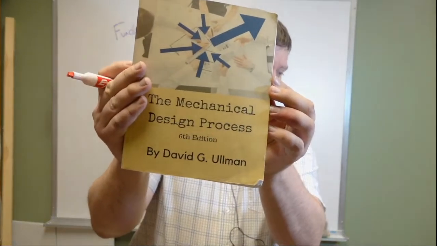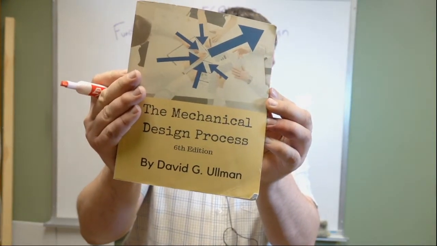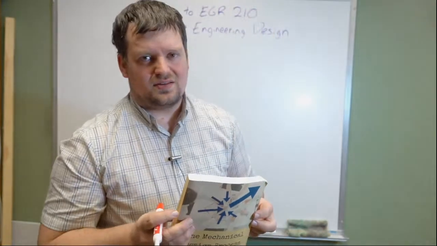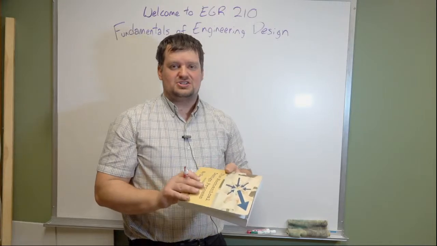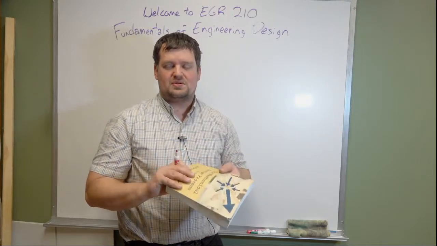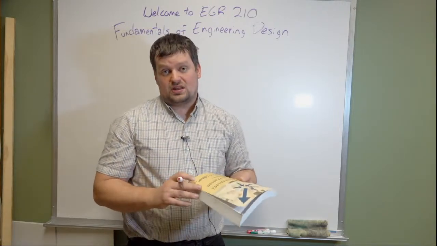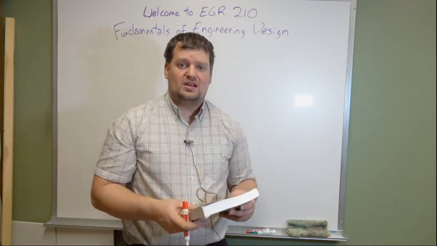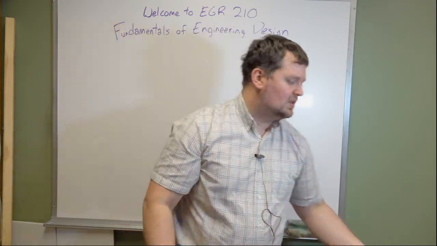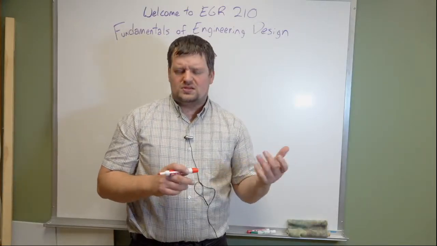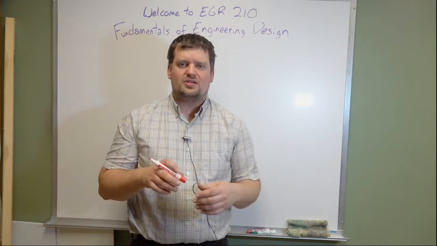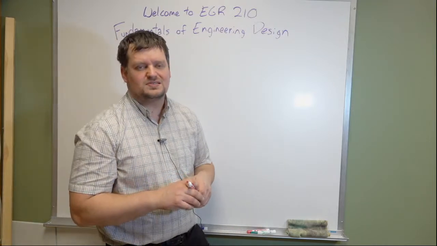This is David Ullman's book, Mechanical Design Process. You can find this online for like 12 bucks. It is a 6th edition book. He published it himself. It's a paperback copy. I really like this book because it does cover the foundations of engineering design well. And I really framed the way that I teach engineering off of this book. We'll only use it this one semester. $12 book, I figure it's not a huge expense on your end.